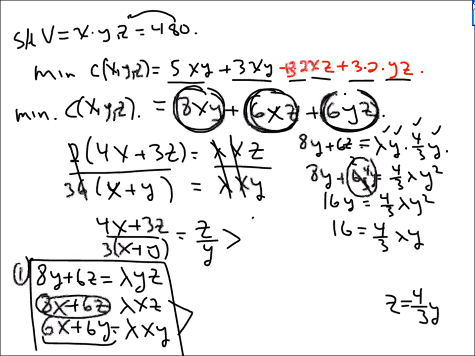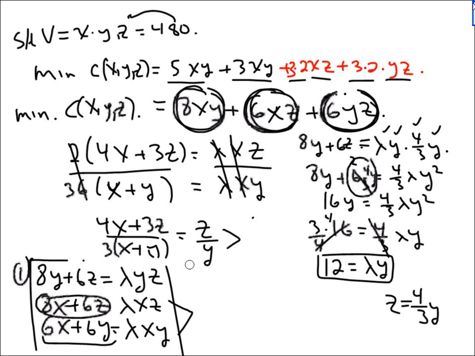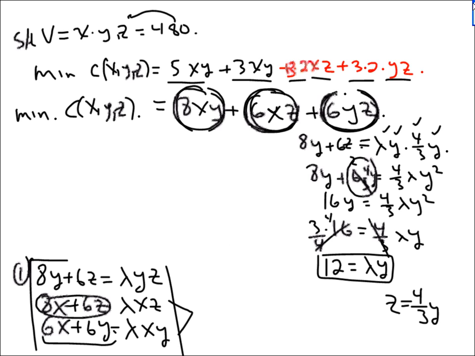Multiplying both sides by 3/4 to kill this off. If I multiply by 3/4, that's 4. 3 times 4 is 12. We now know that lambda y is 12.